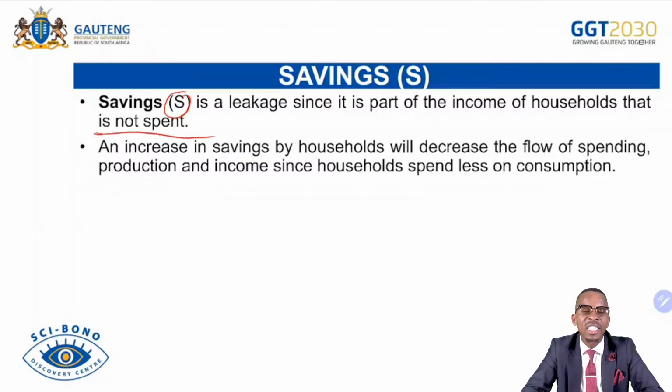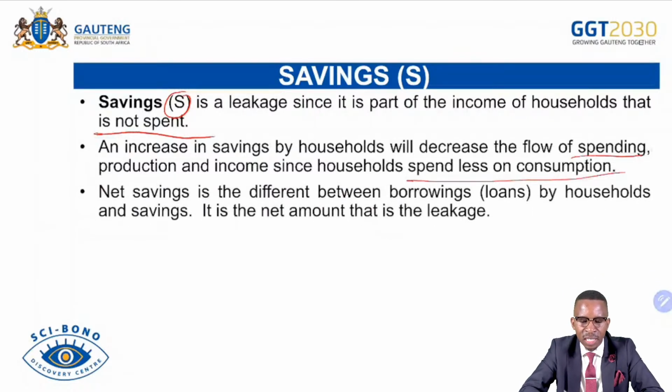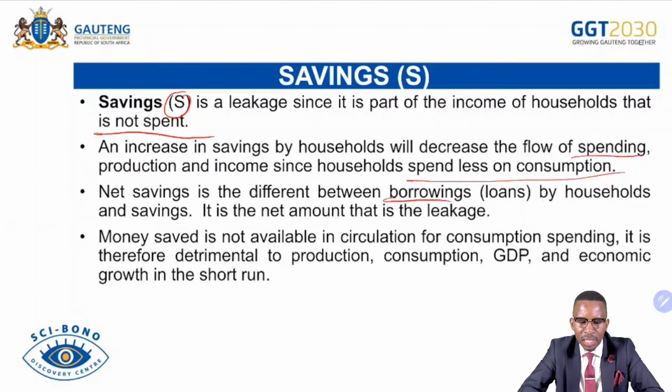Consumers will be spending less if they are saving most of their income, so production and income fall, since households spend less on consumption. So if savings are increasing, consumers will be spending less of their income. Net savings is the difference between borrowings, loans by households, and savings. It is the net amount that is the leakage. Money saved is not available in circulation for consumption spending. It is therefore detrimental to production, consumption, GDP, and economic growth in the short run.